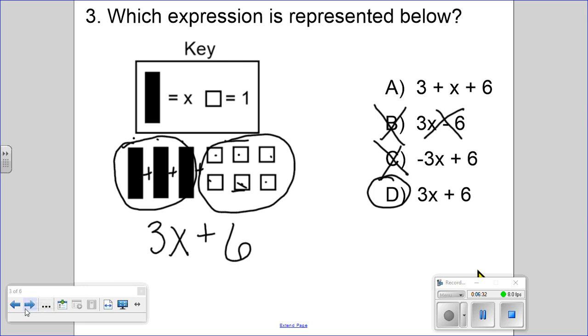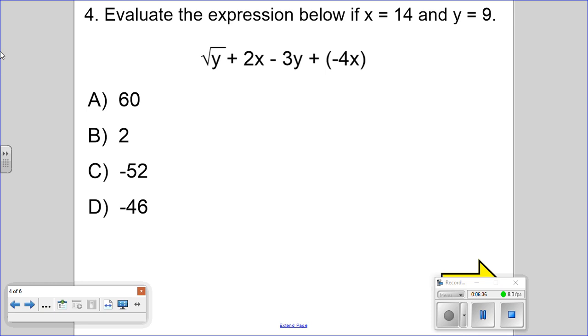All right, let's take a look at the next question. Number 4 says, evaluate the expression below if x equals 14 and y equals 9. And then they give us the expression. So it says the square root of y plus 2 times x minus 3 times y plus parentheses negative 4 times x.